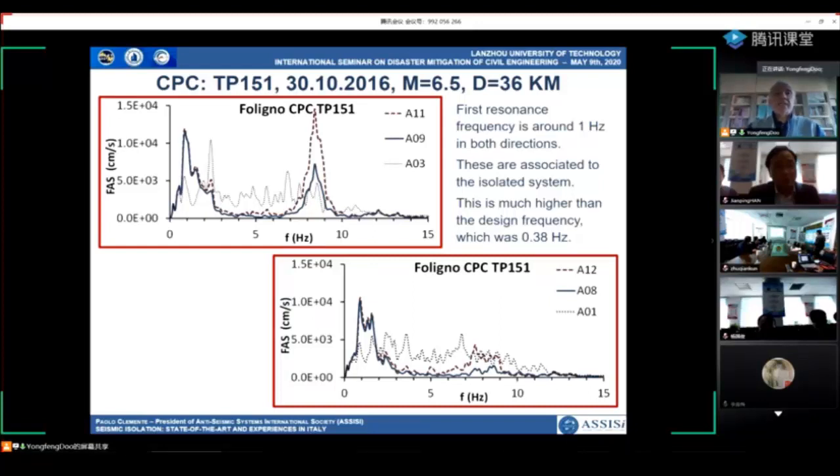You can see a first resonance frequency at around 1 Hz in both directions, and this is certainly associated with the isolation system. But the isolation frequency in the design phase was 0.38. So we have a much higher frequency during this low energy earthquake. Higher frequency content in these diagrams is due to the superstructure, of course.